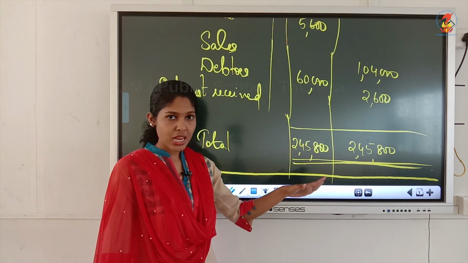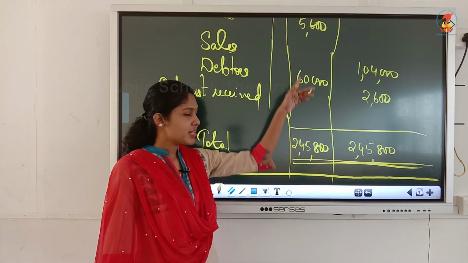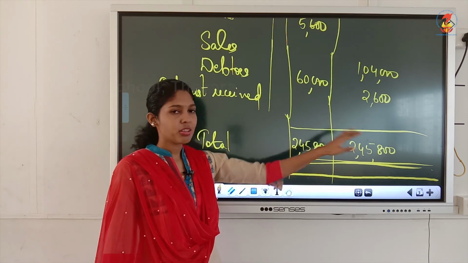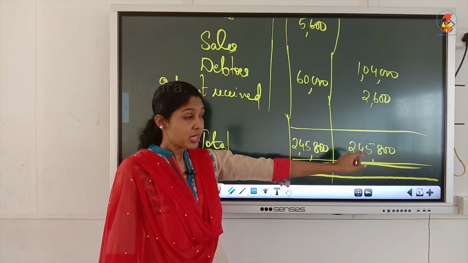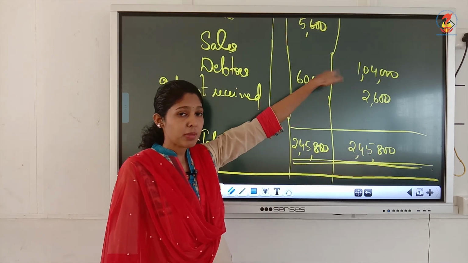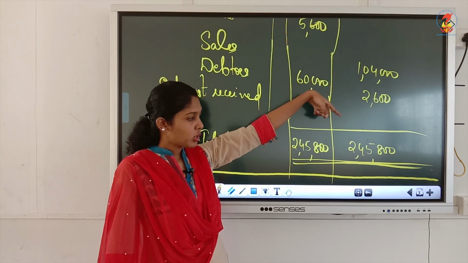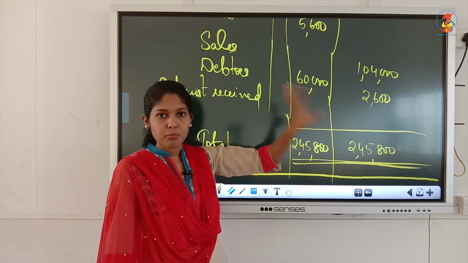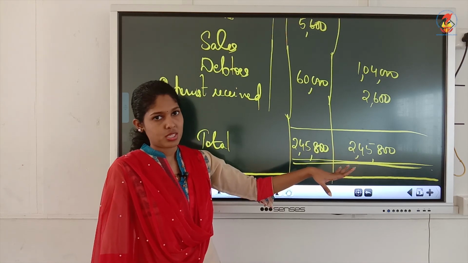Both sides you must add. Some people will just add the debit side and copy the same on the credit side. But it is not necessary that your entries would be correct. So, what you have to do is add both sides, make sure you are getting the same on both sides.